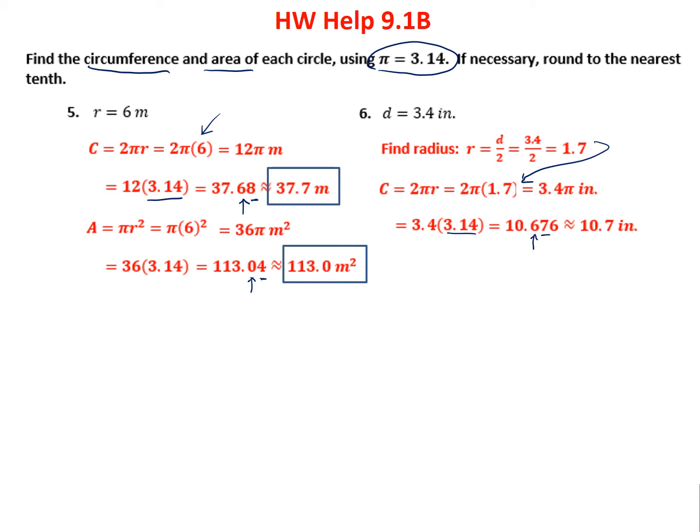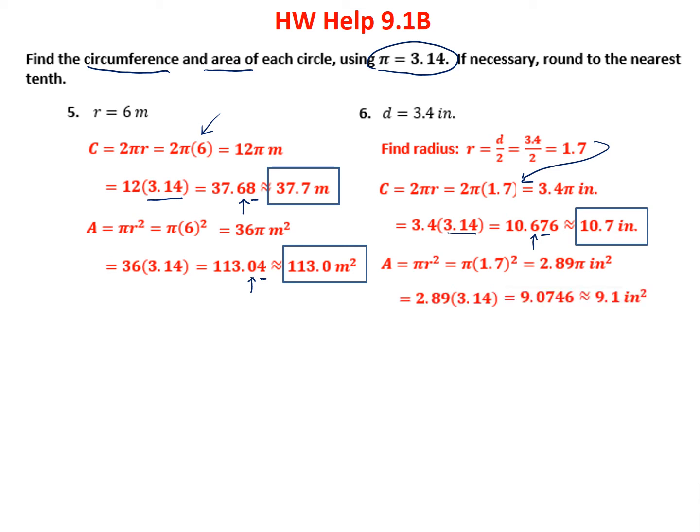Is that greater than 5? It is, so we round up to 10.7. And then let's move on and find the area. Area is pi r squared, so we substitute in 1.7. 1.7 squared is 2.89 pi inches squared.